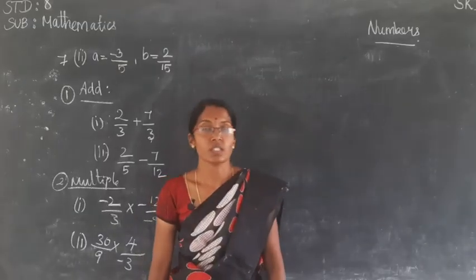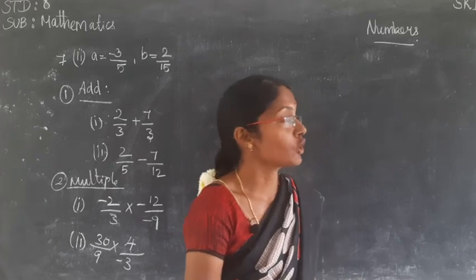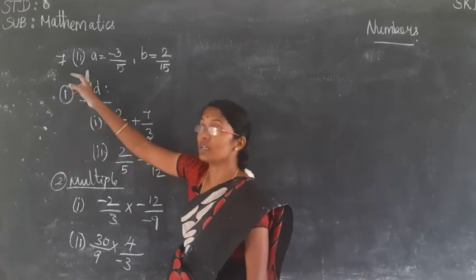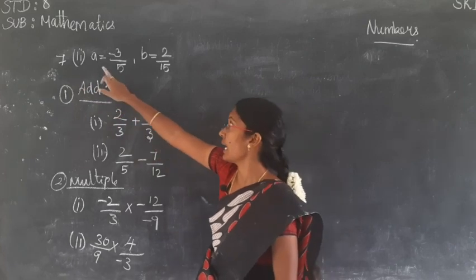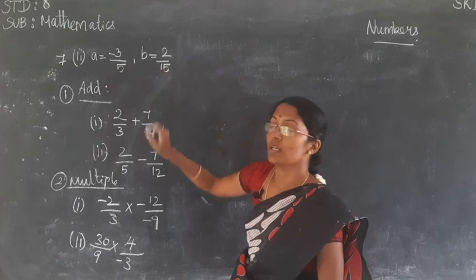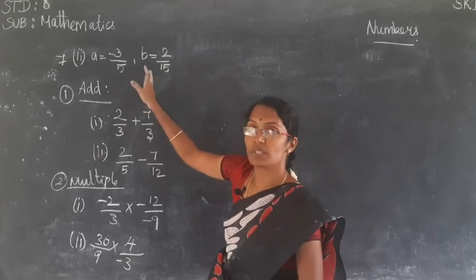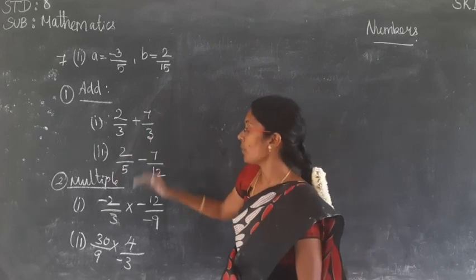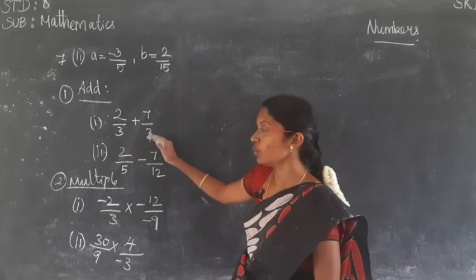Okay. So students, so far we have discussed up to the 7th problem in exercise 1.2. In the 7th problem, the remaining second question is A equal to minus 3 by 5 and B equal to 2 by 15. So you have to add, subtract and divide in the same method. Okay. So this problem I have given, you have to do by yourself.